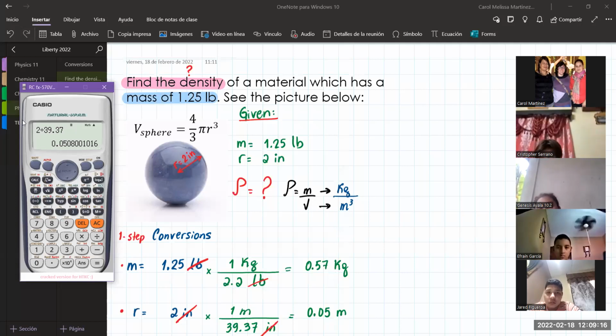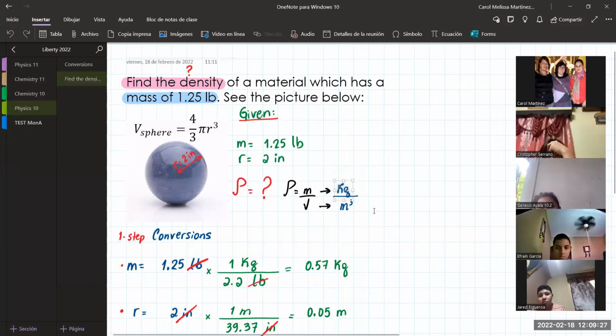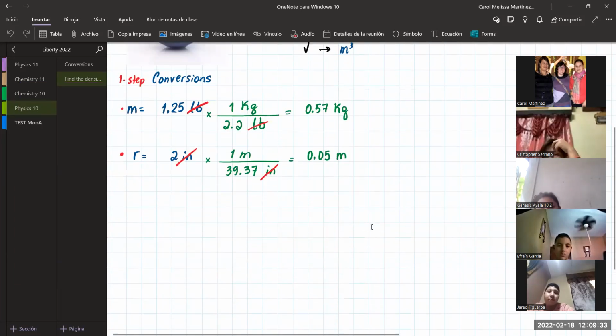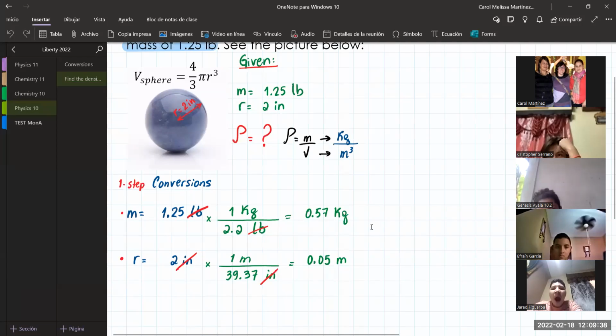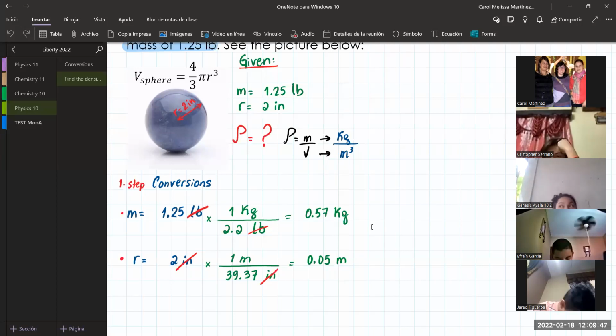Now, the second step. To find density, I need to know the mass in kilograms and the volume in cubic meters. Do I know the volume? No, but we can find it out. The volume is given as a formula, and we can use the formula to get the volume. So the second step is get the volume.